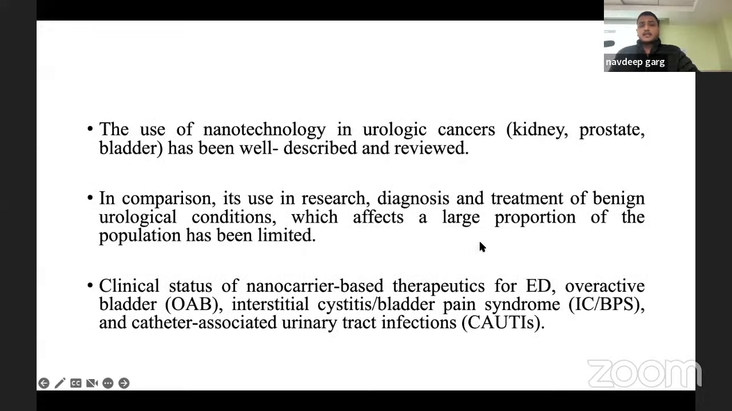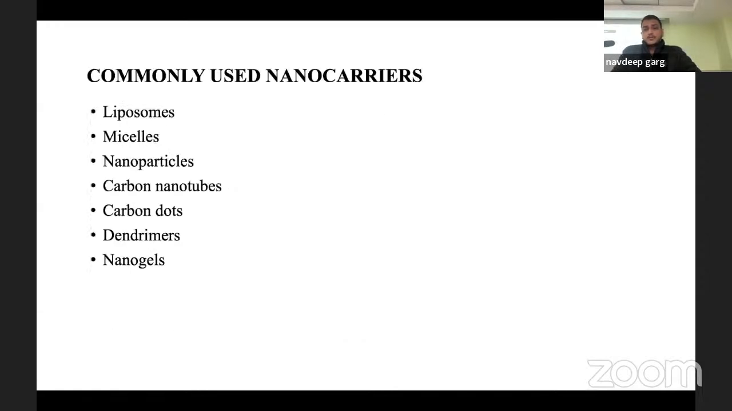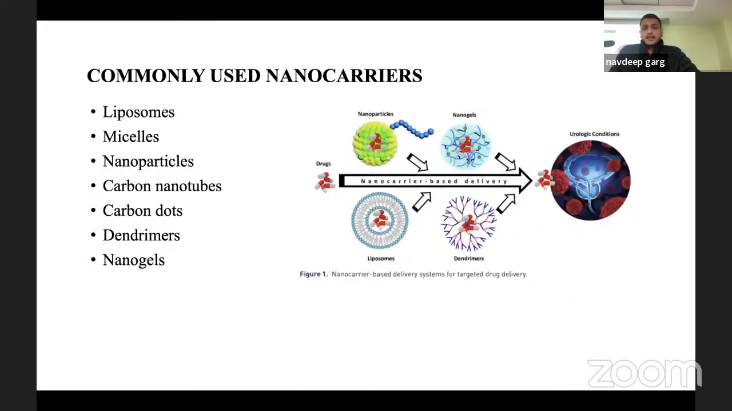The use of nanotechnology is well described and reviewed in the literature in urological cancers of the kidney, prostate, as well as the bladder. In comparison, its use in research, diagnosis, and treatment of benign urological conditions, which affect a larger proportion of the population, has been limited. So here we'll be discussing erectile dysfunction, overactive bladder, interstitial cystitis, and catheter-associated urinary tract infections, where nanotechnologies are used. The commonly used nanocarriers are liposomes, micelles, nanoparticles, carbon nanotubes, carbon dots, dendrimers, and nanogels. This is a diagram showing the nanocarrier-based delivery system for targeted drug therapy.